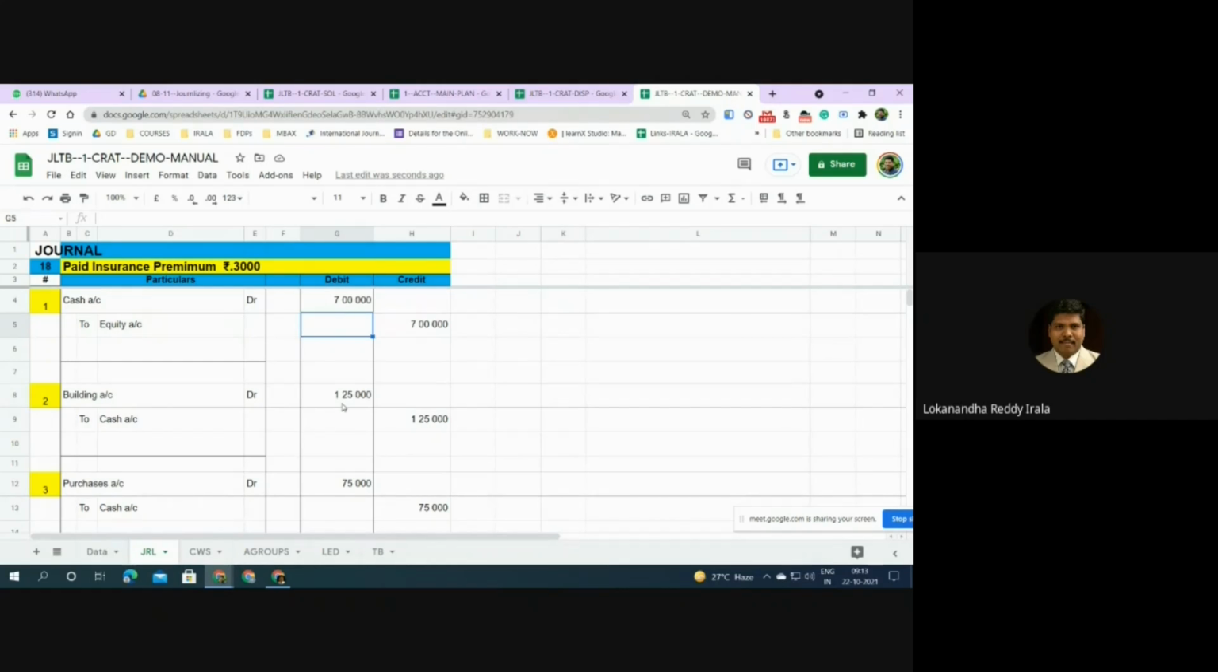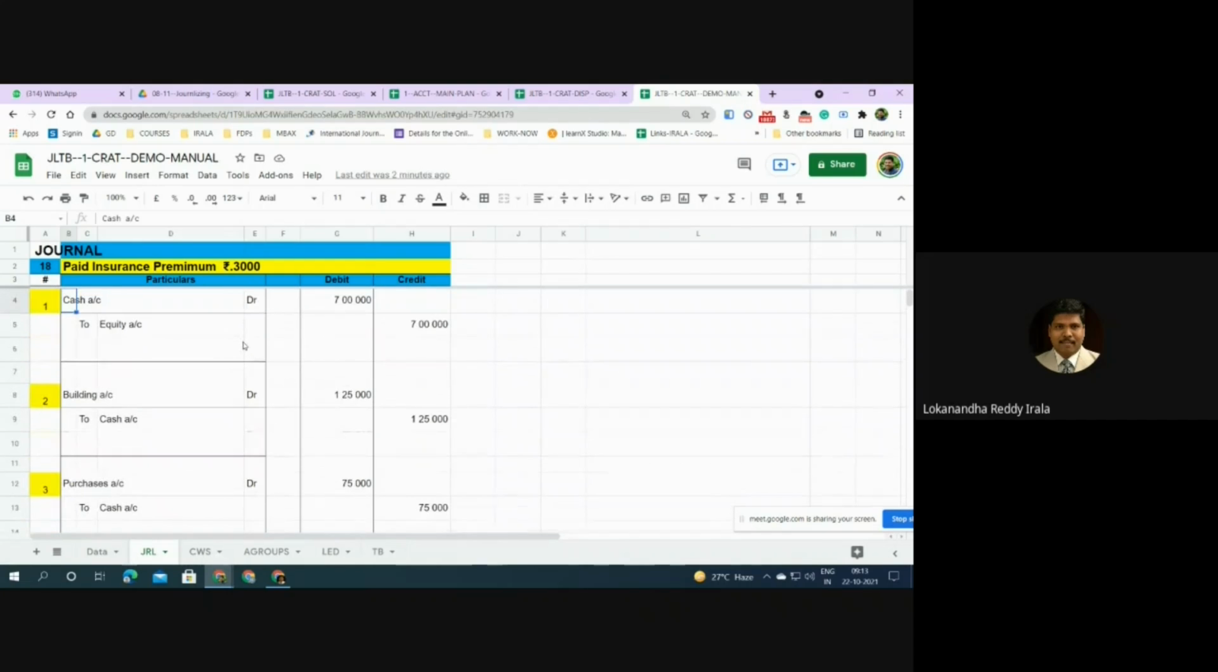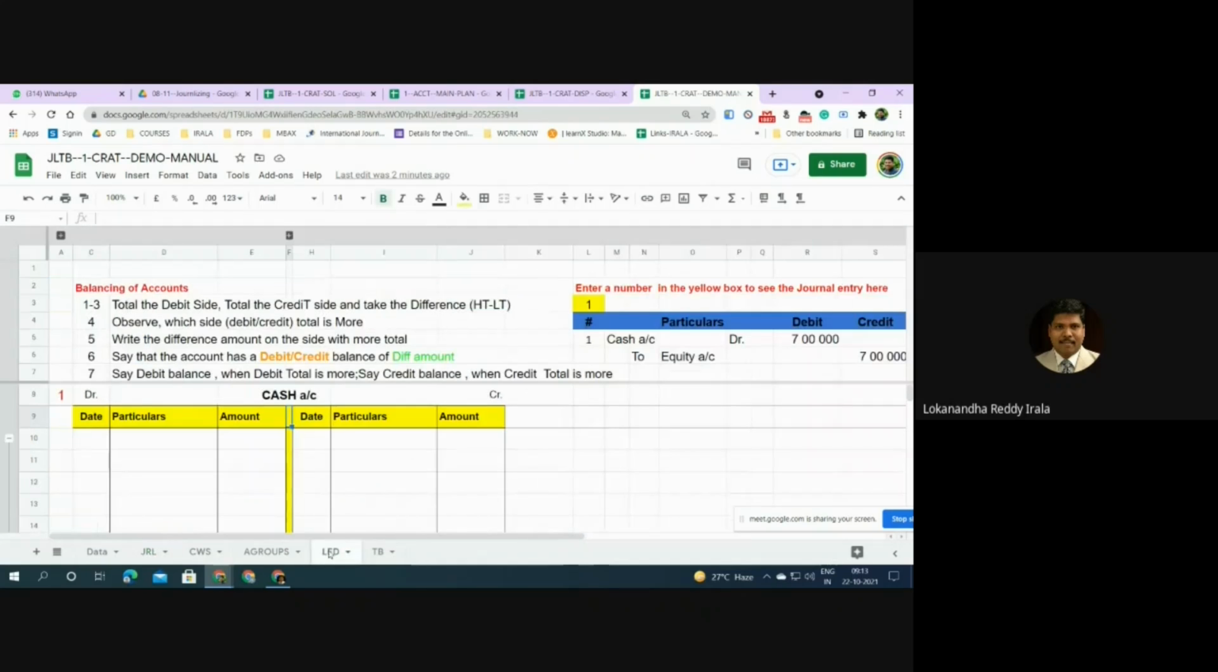Or what is the total purchases I have made in the business? These kinds of questions cannot be answered because the cash would have actually come in and gone out at different time points. So unless I take a calculator and see all the cash transactions in the journal, I'll not be able to give a ready-made answer as to what is the cash available in the business. So what ledger will do, ledger will segregate the transactions in the journal into specific accounts.